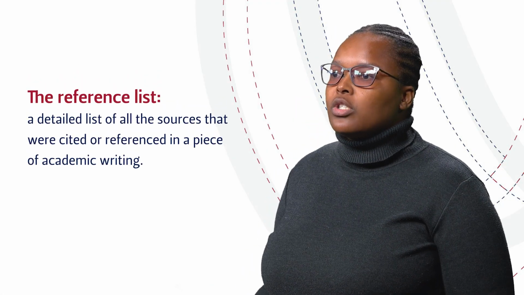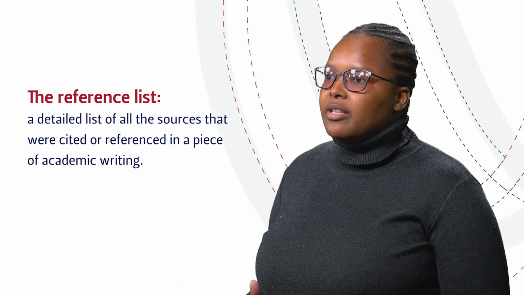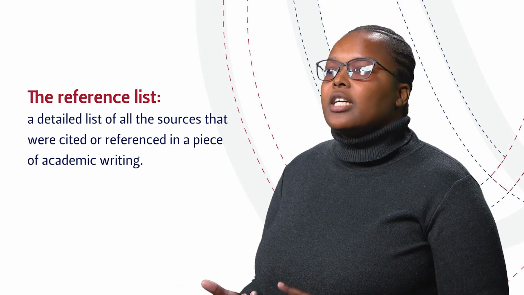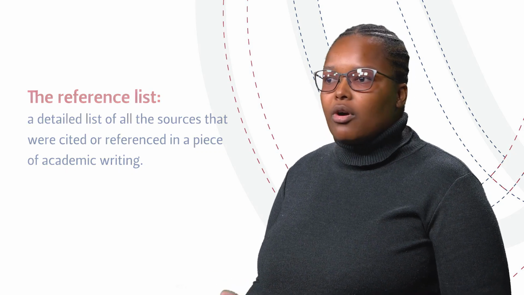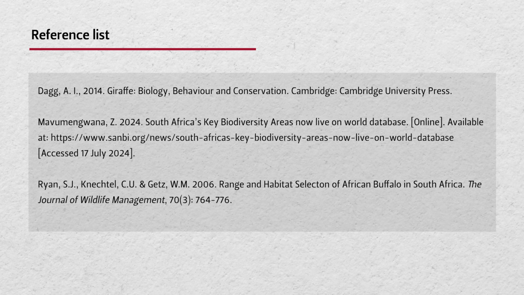The reference list is a detailed list of all the sources that were cited or referenced in the piece of academic writing, such as research papers, a book, an article, or an online source. It is typically placed at the end of the document and provides full publication details for each source, allowing readers to locate and verify the sources used. The sources are listed alphabetically according to the first author's surname.